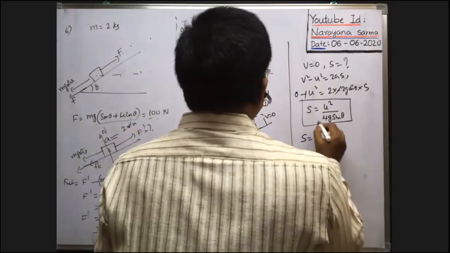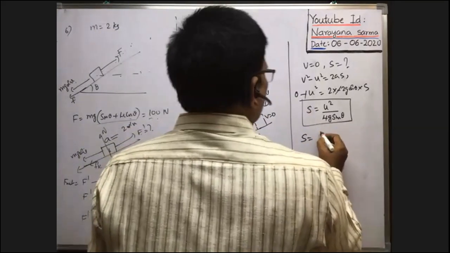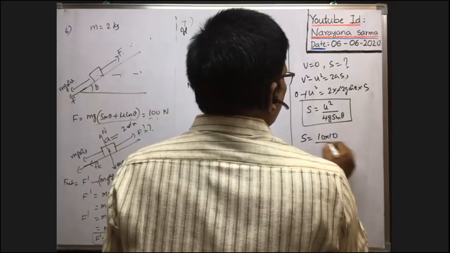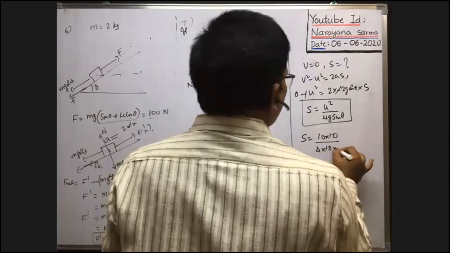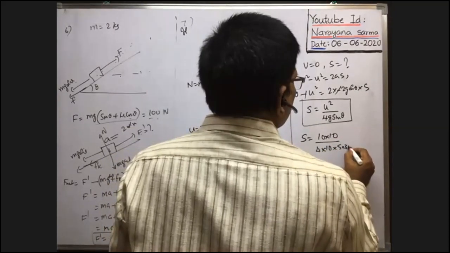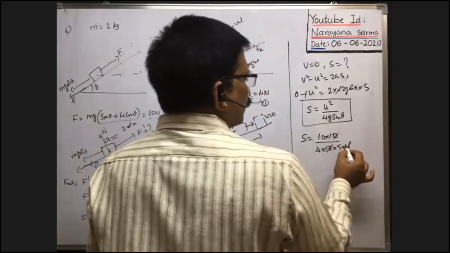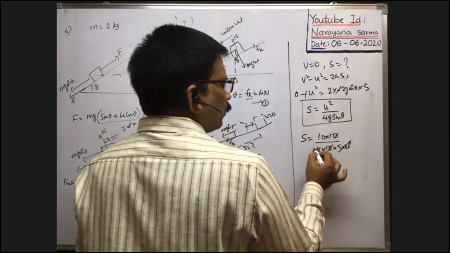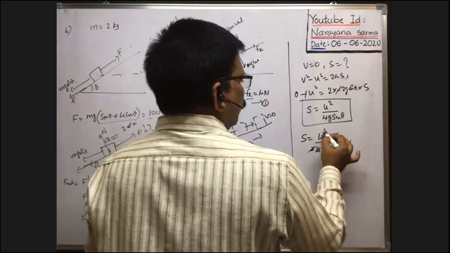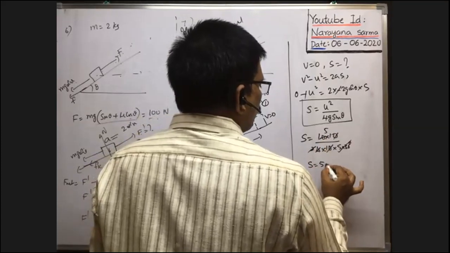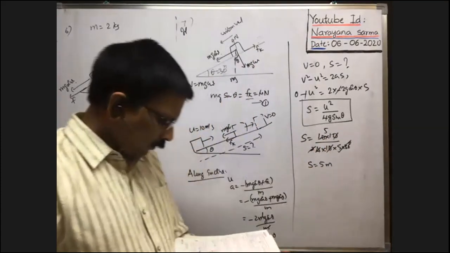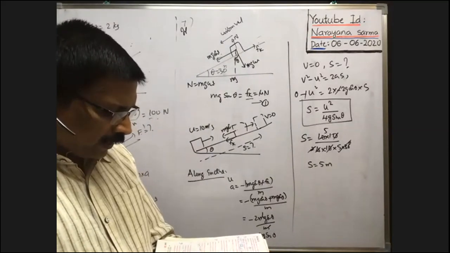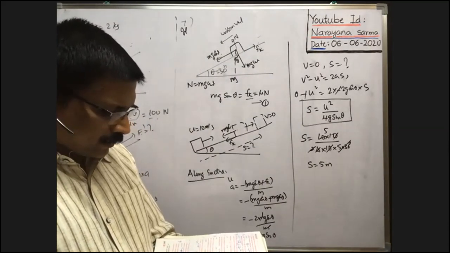So s is equal to u, which means 10 meter per second. So 10 into 10 by 4 into g, which means 10, into sin theta, which means sin 30. So 10, 10 cancel. Sin 30 means 1 by 2. The 2's are here, 2 fives are there. Therefore, distance traveled is equal to 5 meter before coming to rest.